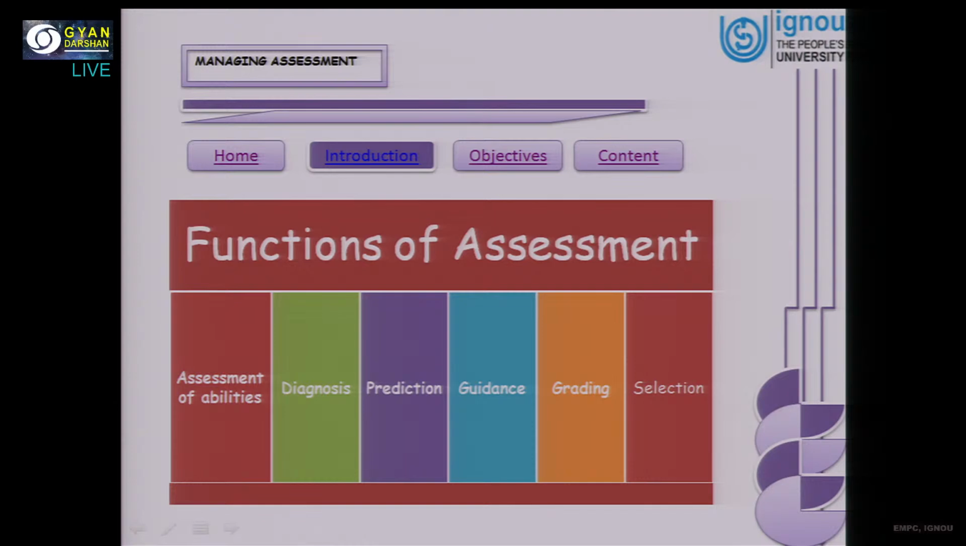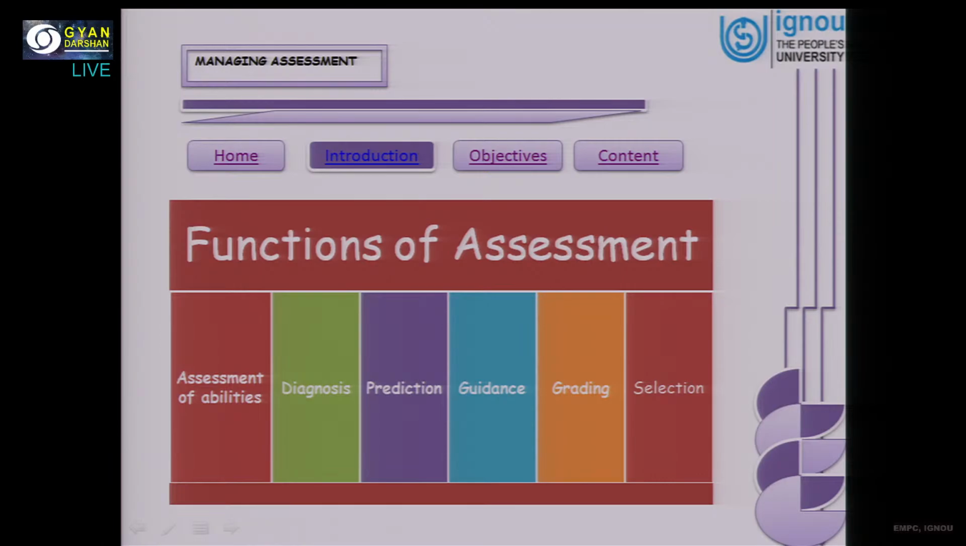Then comes guidance. After understanding some of the weak points of the learners, the teacher can provide the scaffolding or the guidance to the learners to proceed further. Then comes grading. Grading denotes which grade or category the learner belongs to. And the next one, that is the selection.